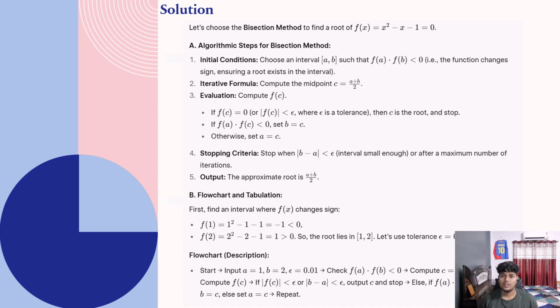Second iteration: c = 1.75, f(c) = 3.0625 - 1.75 - 1 = 0.3125. Now f(1.5)·f(1.75) is smaller than 0, so the root is in [1.5, 1.75]. Continuing this, after a few iterations, we converge to approximately 1.618, which is close to the golden ratio, a known root for the equation.